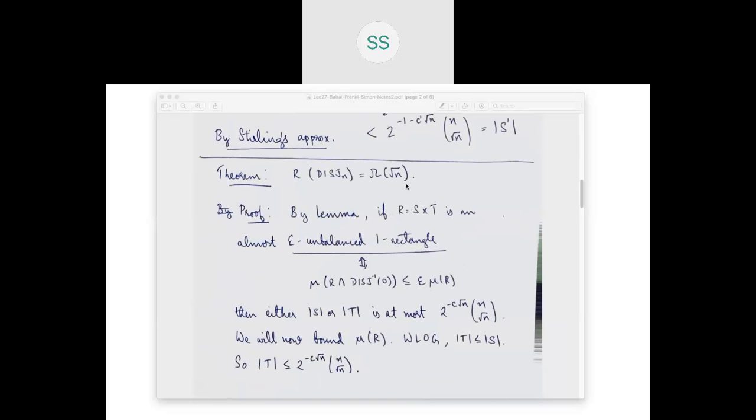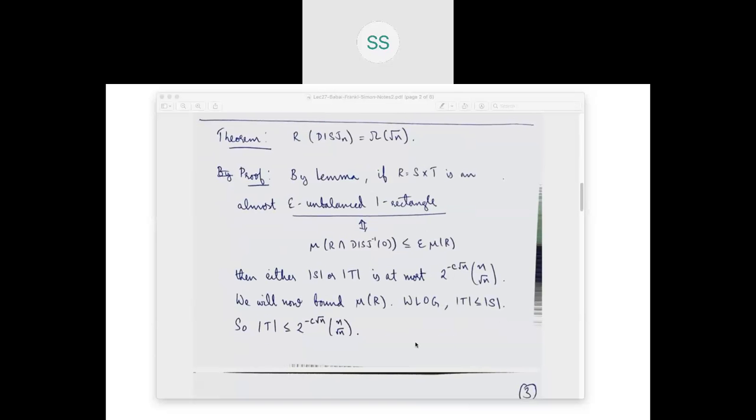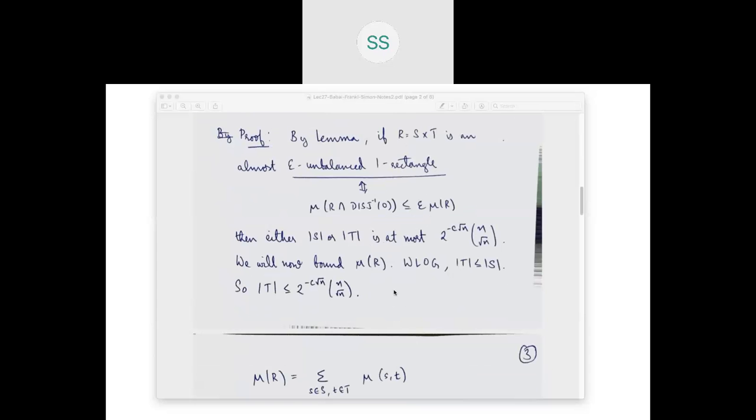Now we are just walking over the proof of the theorem. So the lemma was that if S cross T is an almost epsilon unbalanced one rectangle, in other words, the fraction of 0 entries in this one rectangle is at most epsilon, then either S or T is at most 2 power minus c square root n times n to square root n. So now we will bound the size of the rectangle that satisfies this. So let's say T is the smaller one.